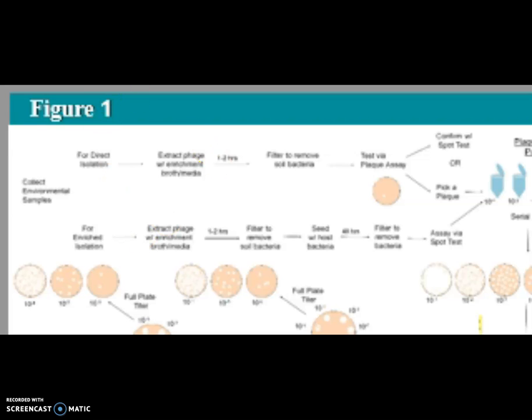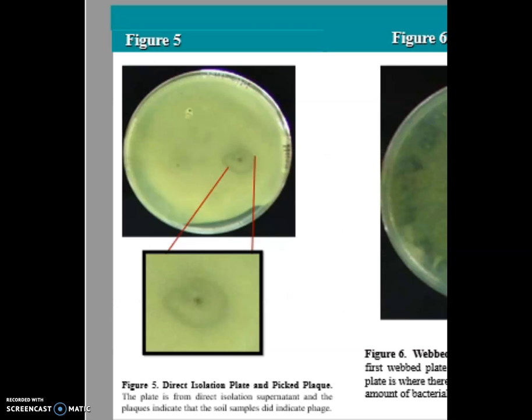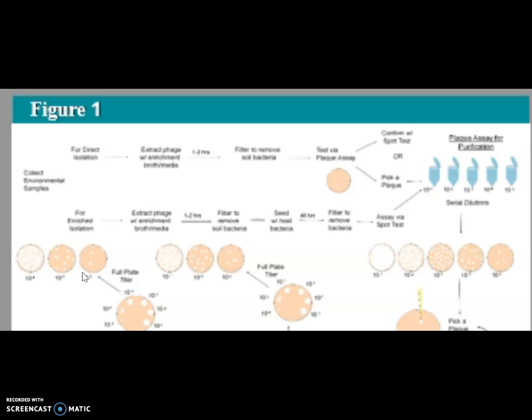Direct isolation involves adding the isolated phages directly to the plate with bacterial host and seeing if any plaques or clearings form. In figure 5, there are plaques which indicate sample 1 was positive for phage. I also did an enriched sample, and sample 1 was also positive for that, which is expected.